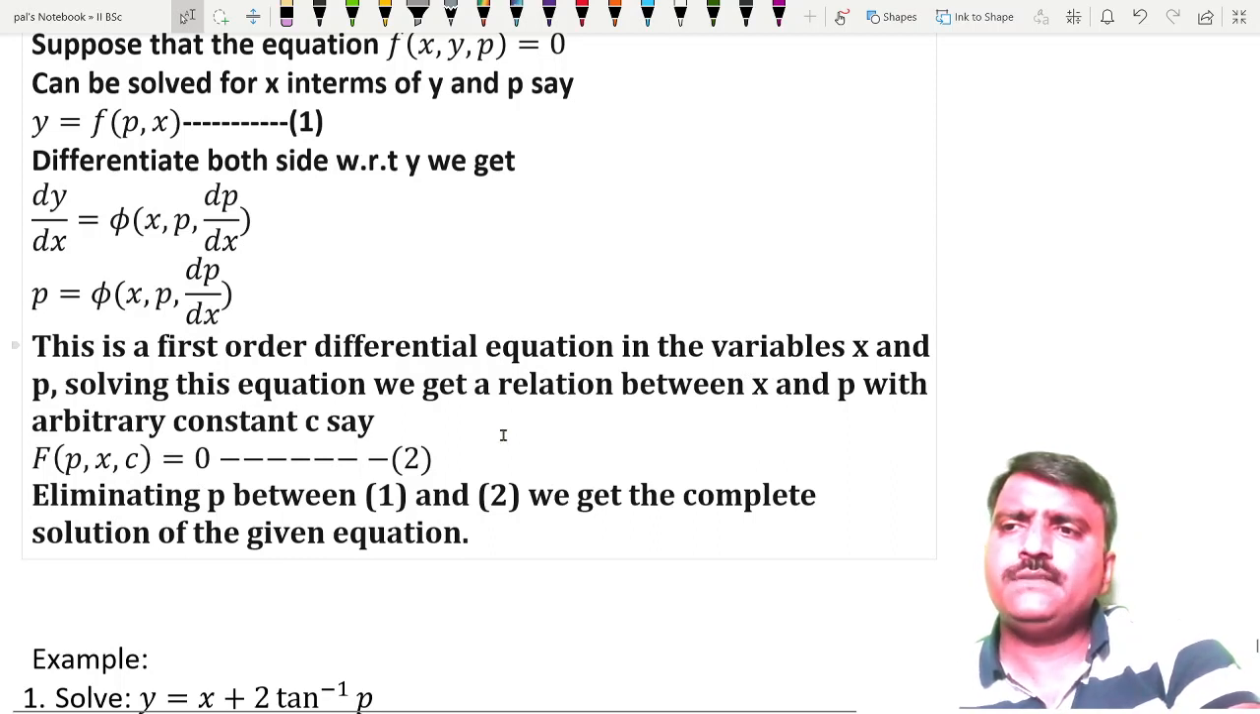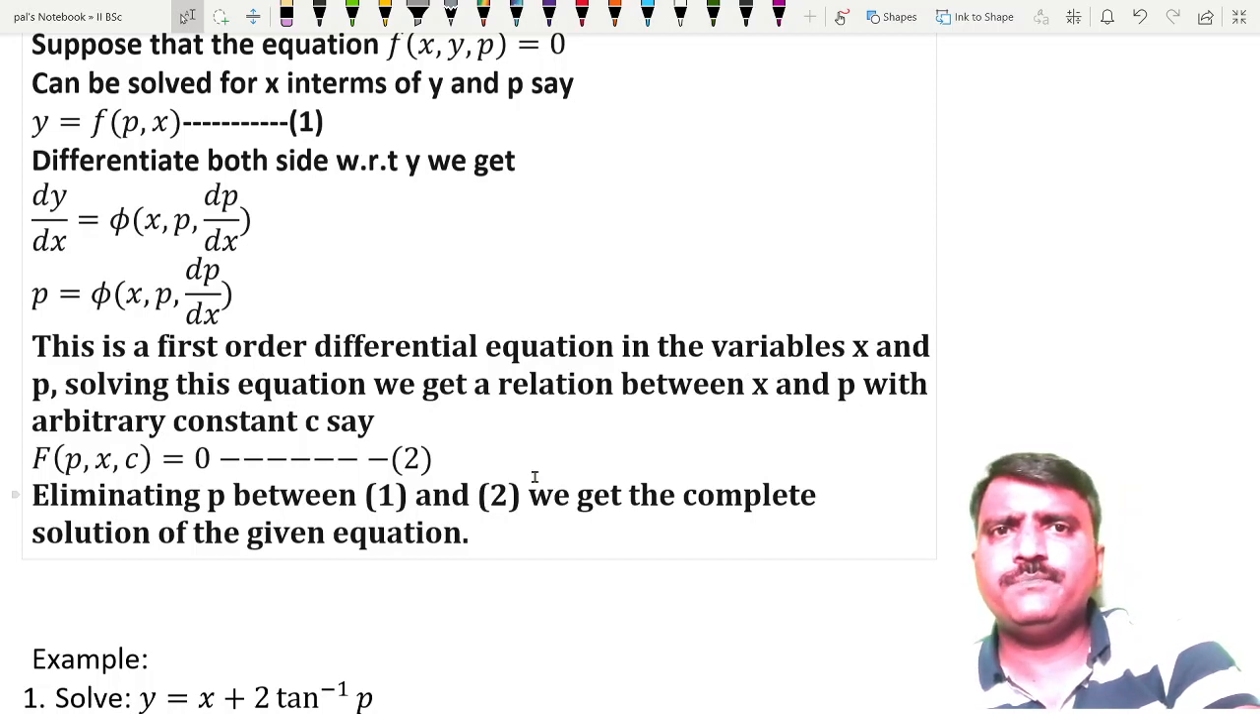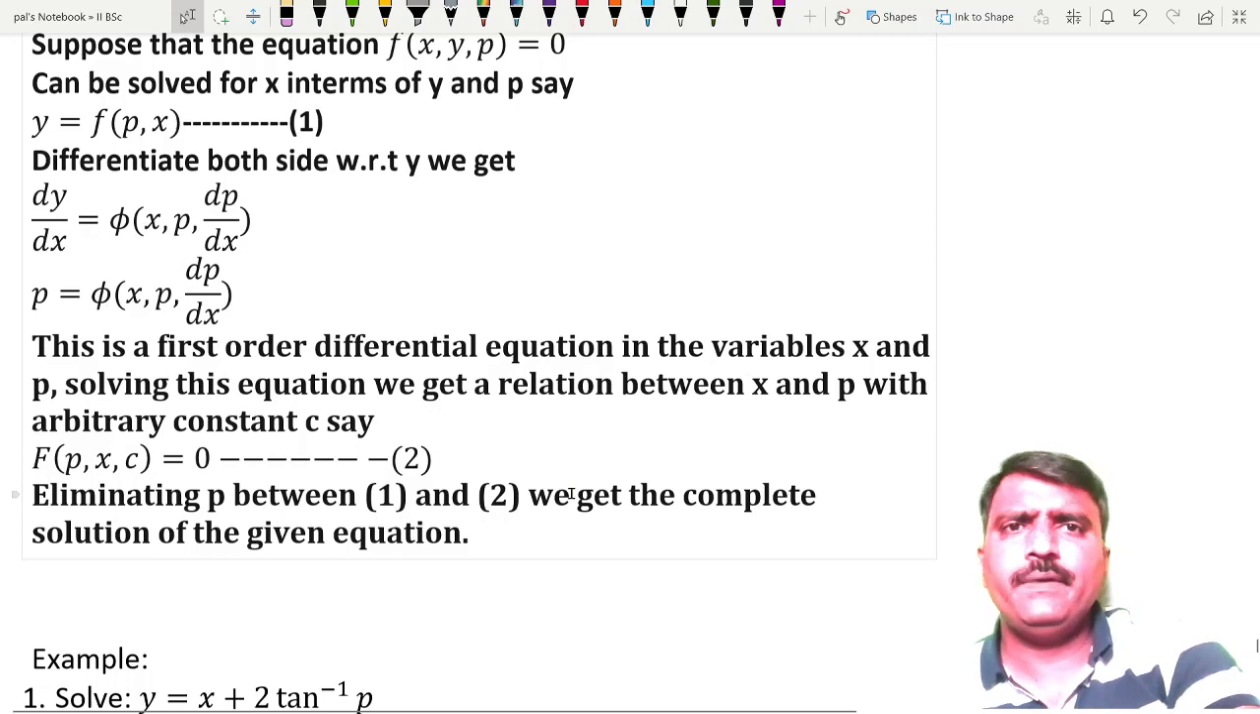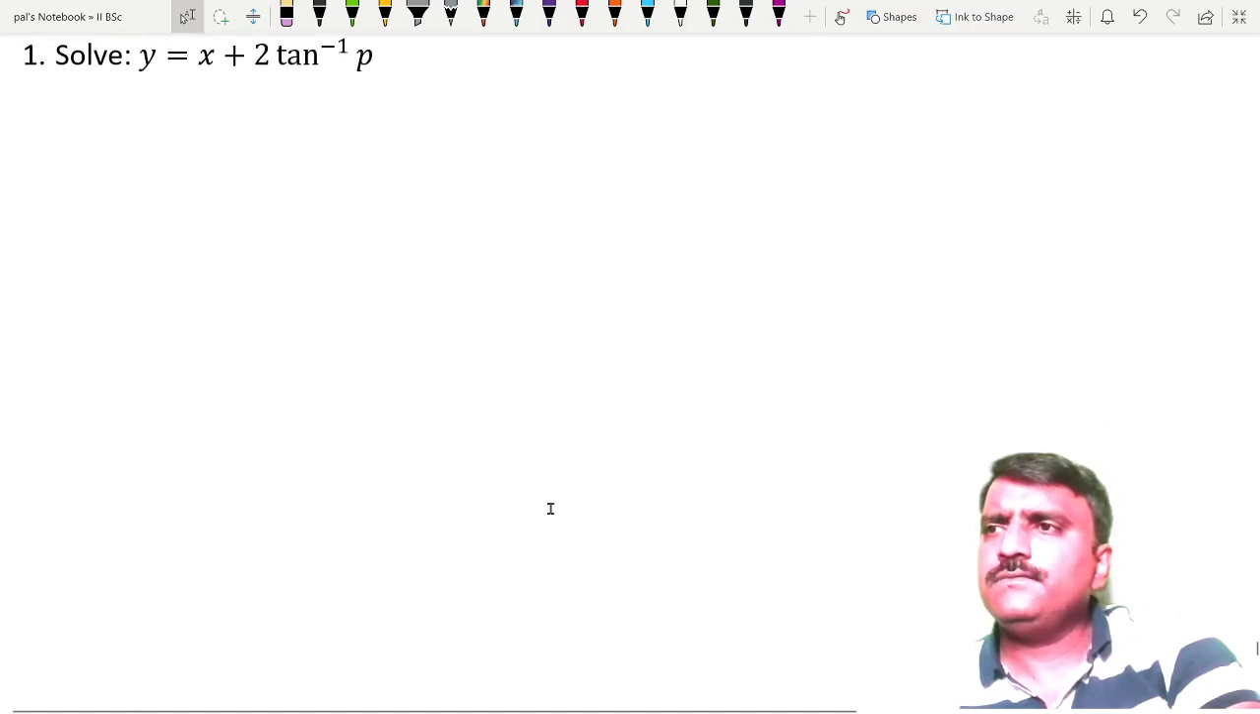So as usual, we have to eliminate p from 1 and 2. If it is not possible to express p as a function of x, then as usual write x is equal to function of p and y is equal to function of p, and p is a parameter like previous examples. So I discussed this first problem.